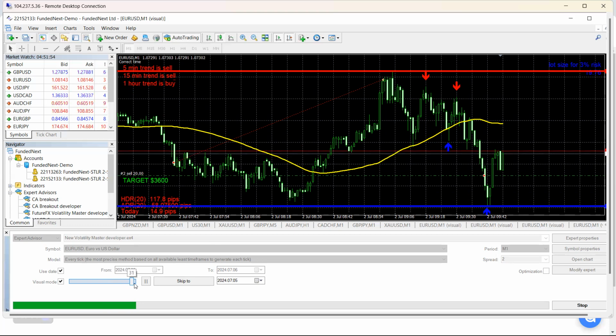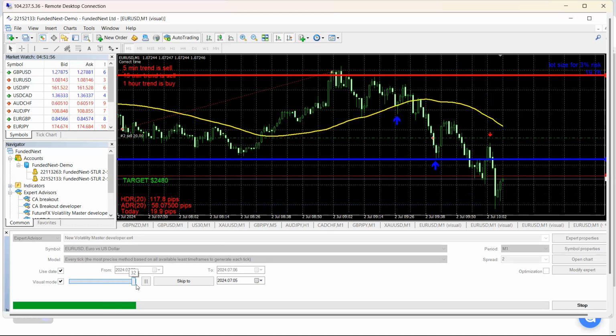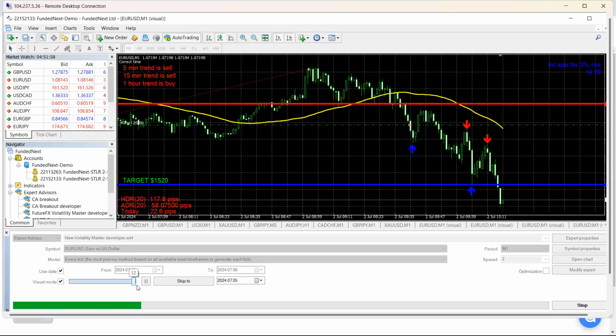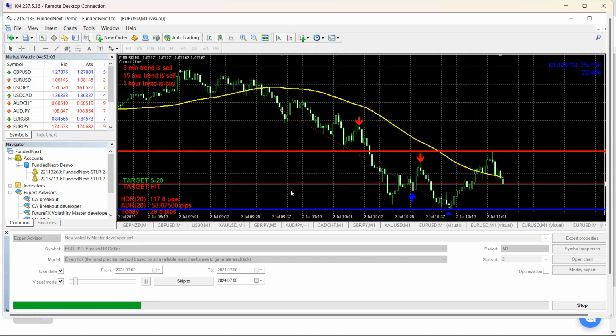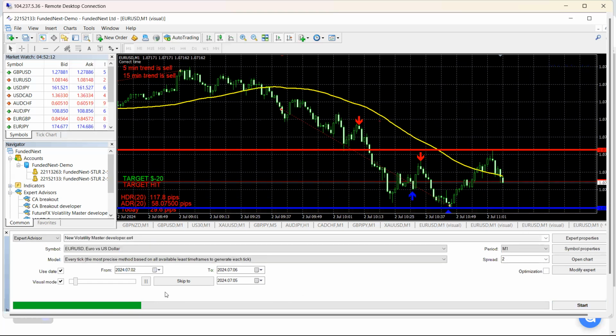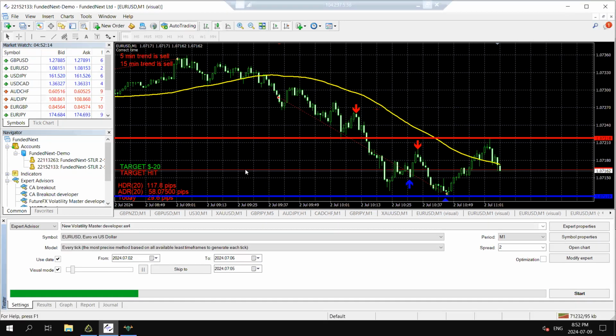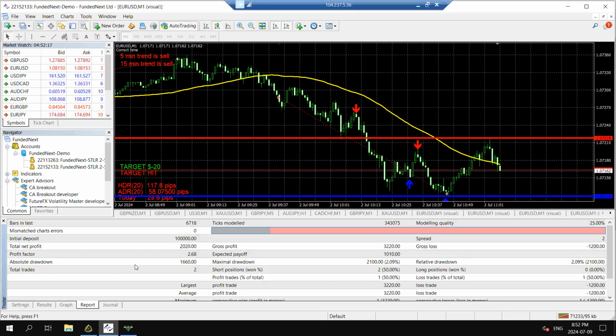And now it's done a sell order. Profit lock's kicked in, and we've hit our target. So we made that 1.2% plus another 2% back. And if we have a look at the report for that day's trading, we did make $2,020. It's a 100K account, so that's just over 2% profit again.